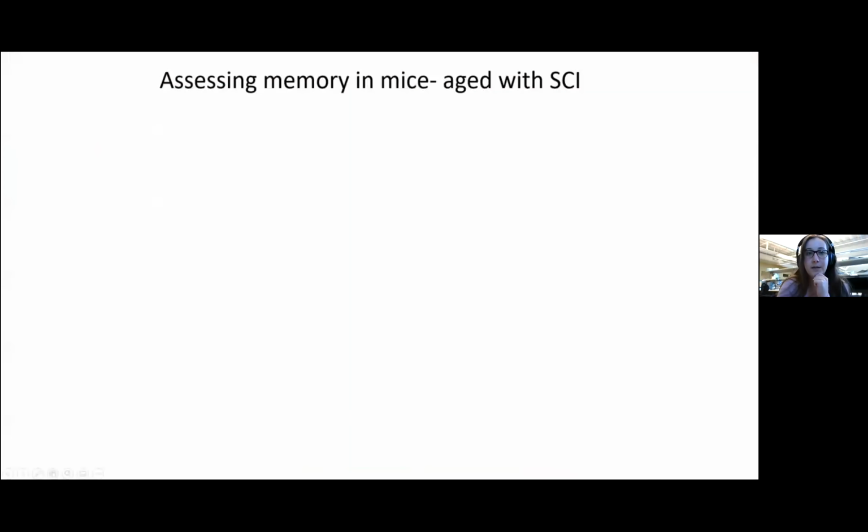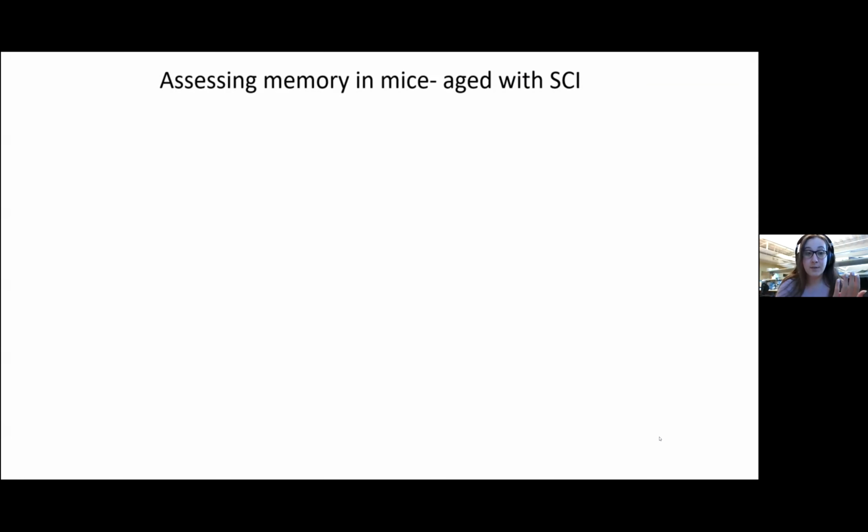So the test that I'm looking into is essentially looking at memory in mice. The data that we'll be looking at today is mice that are aged. They're 15 months old at the time that they got a spinal cord injury, and this is 3 months later. So these mice are technically 18 months old, which anyone that works with rodents knows is not a super common age that we usually work with.